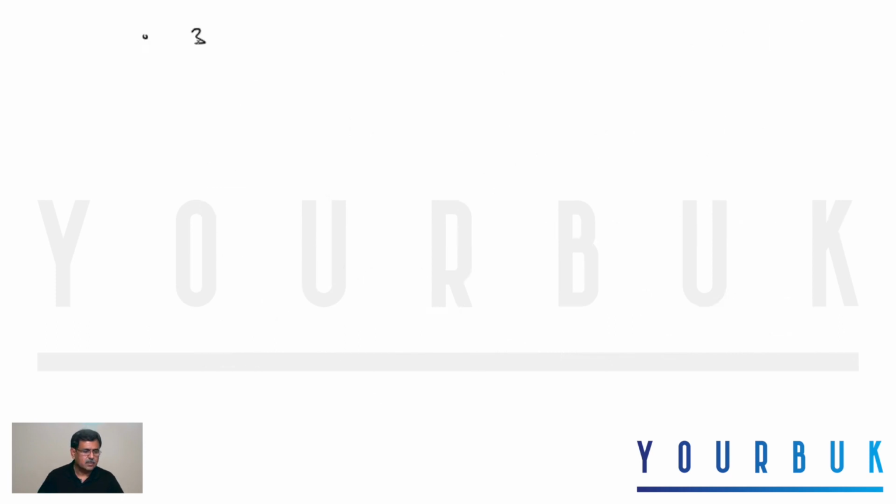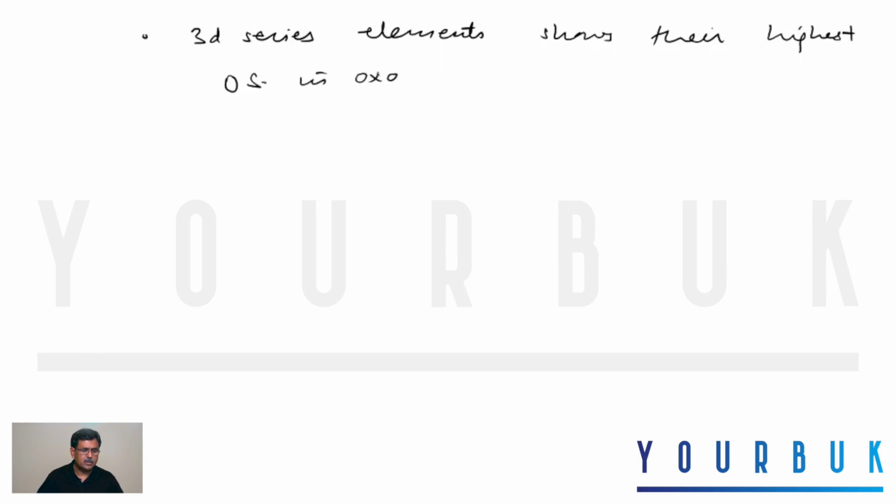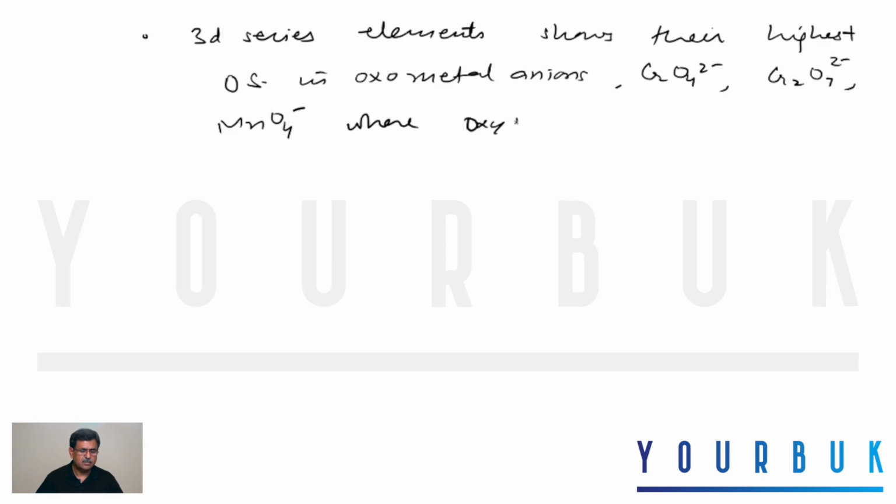And the 3D series elements show their highest oxidation states in oxometal anions. Oxometal anions, for example, we have chromate, dichromate, permanganate, where the oxygen forms a double bond with the metal atom.